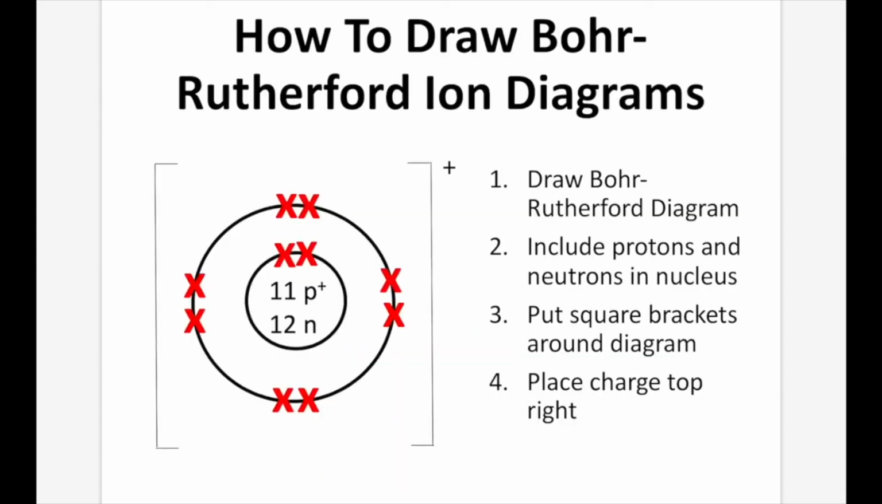How do we draw Bohr-Rutherford diagrams for ions? Well, number 1 is we're going to draw a regular Bohr-Rutherford diagram. Number 2 is we're going to include the protons and neutrons in the nucleus. Number 3, we're going to put square brackets around the diagram. And then number 4, we're going to put the charge in the top right-hand corner. If it's +1 or -1, we're just going to write the symbol. We're going to omit the 1.